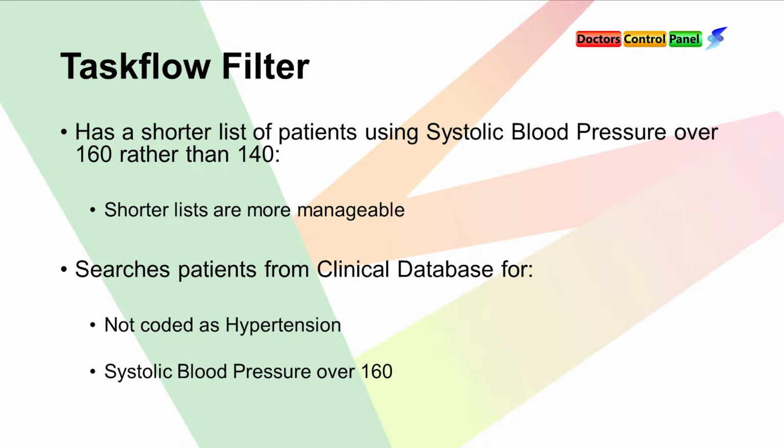So Doctor's Control Panel is running through the Clinical Information System database and pulling out those people that do not have a coded diagnosis of hypertension but do have a last blood pressure reading over 160. That then gives me a patient list that we can work through and make sure that those matters are being addressed.